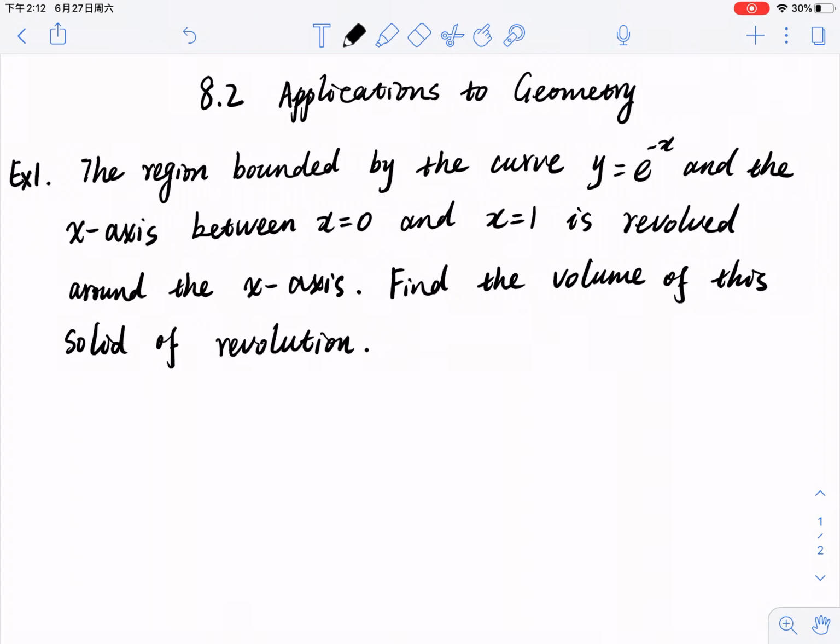In this video, we talk about Section 8.2 Applications to Geometry. In Section 8.1, we calculated the volumes using slicing and definite integrals. In this section, we use the same method to calculate the volumes of more complicated regions as well as the length of a curve. So first, we learn how to calculate the volume of a revolution.